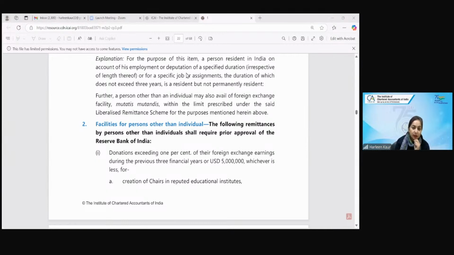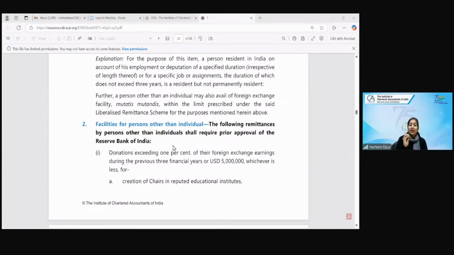Firm, company, HUF. Just HUF, Archana and Khushbu. What about firm, company, association of persons, body of individuals? All these people. Now we are talking about all these people. They require approval of RBI if they are sending the following remittance. Remittance means you're remitting outside India, money outside India you're sending. If you're sending beyond these limits, then approval is required of RBI.